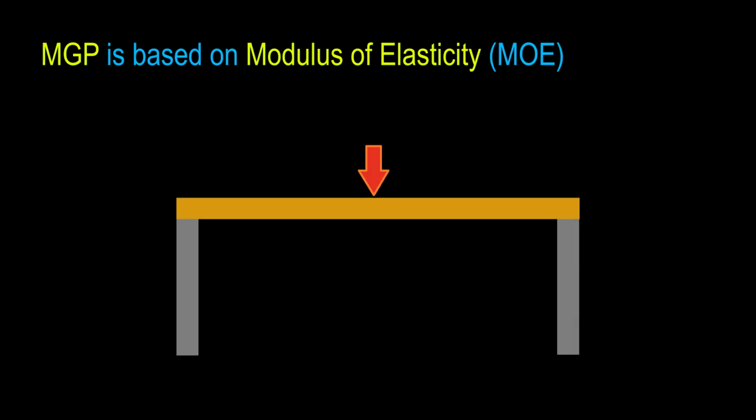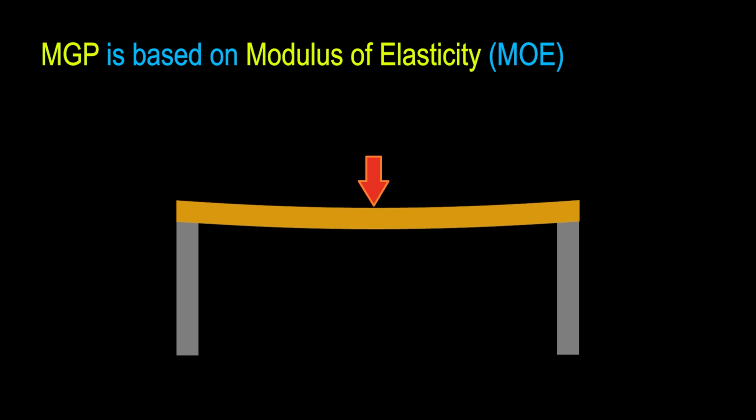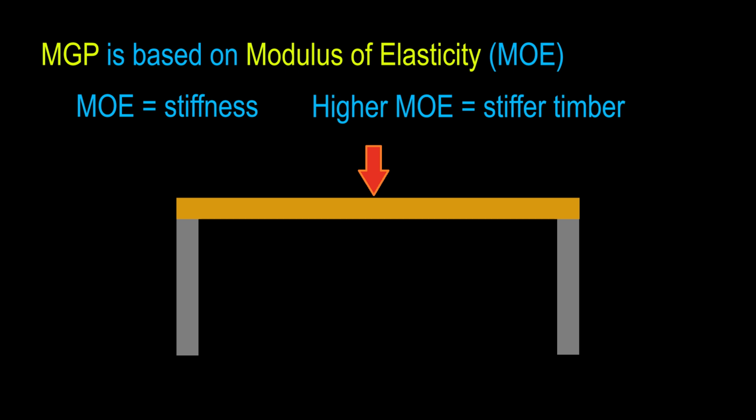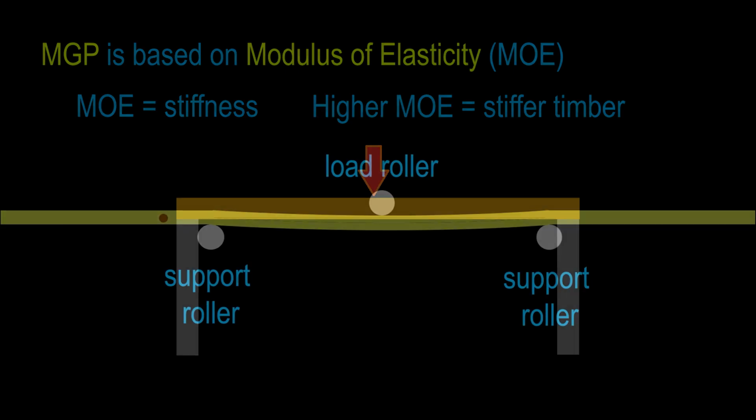The MGP system is based directly on the modulus of elasticity of the timber. You'll recall that in the last lesson we said that MOE is a measurement of stiffness, and the higher the MOE, the stiffer the timber is.